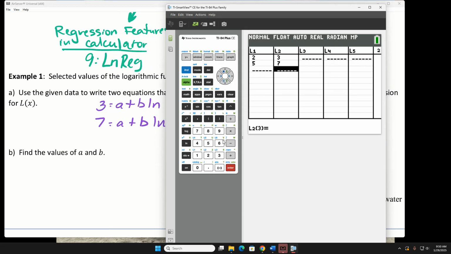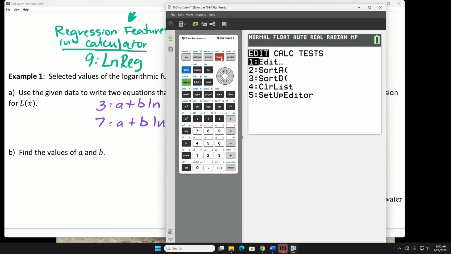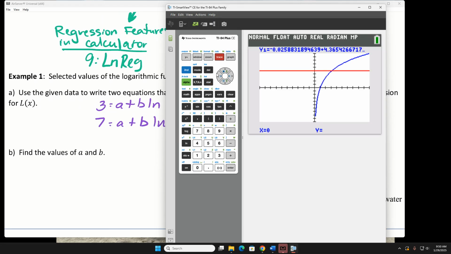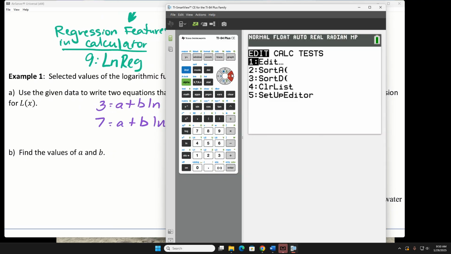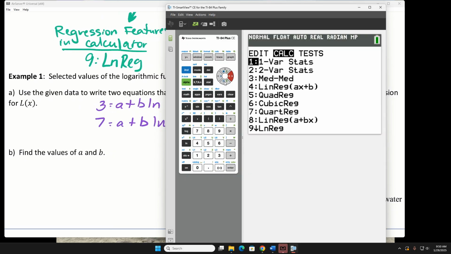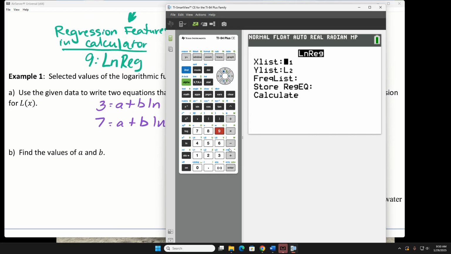Okay, and then where do I go to get this regression equation? Stat calc. Nice. Stat calc. And then, oh, I hit the wrong thing. Stat calc. And then if you have one of these newer calculators, you can see it. If you have one of the yellow calculators, you're going to have to scroll a little bit or just hit 9. And then I am going to store it.